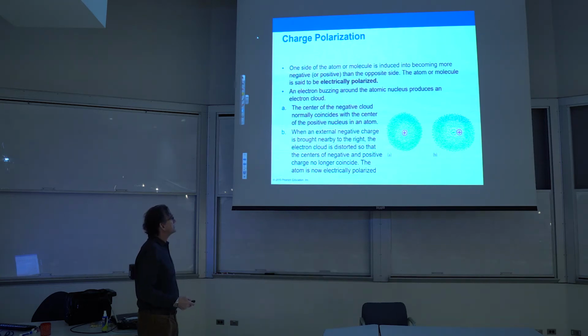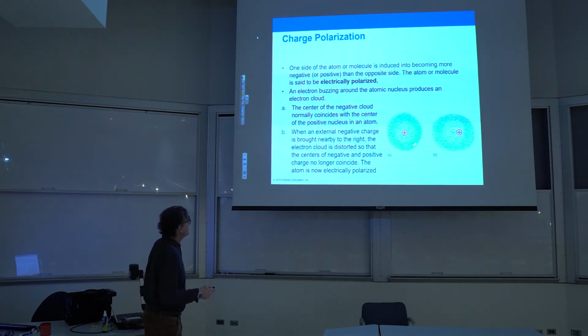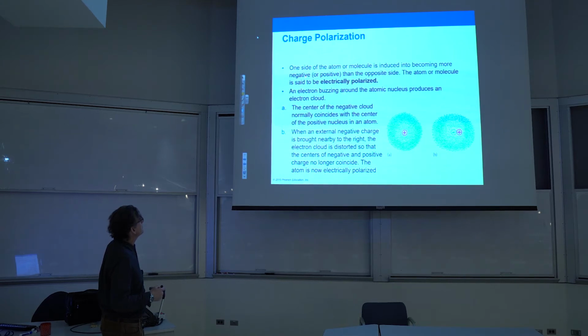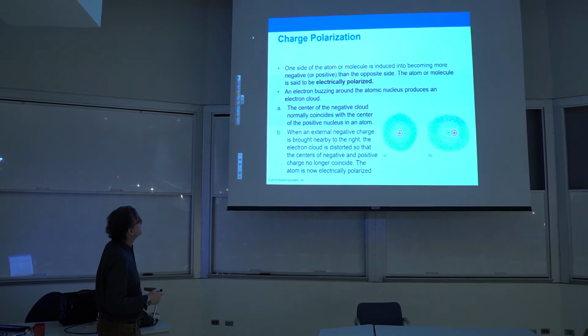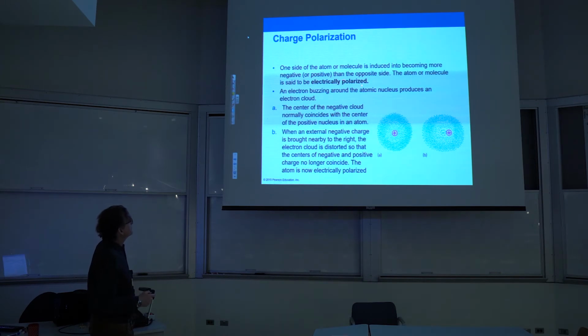We wanted to dive a little deeper now into how charge separation works within an atom or within a molecule. So we have a picture here of an atom with a positive nucleus and a cloud or circulating bunch of electrons. Obviously, there aren't as many electrons as are shown here in dots, so it's just a schematic of a multi-electron atom. In a charge polarization event, one side of the atom or molecule is induced into becoming more negative or positive than the other side. At that point, the atom is said to be electrically polarized.